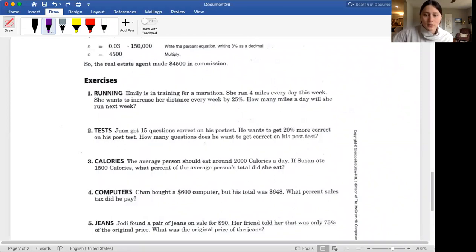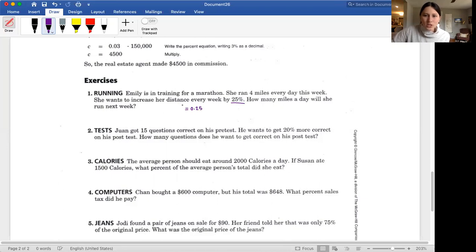Emily is training for a marathon. She ran 4 miles every day this week. She wants to increase her distance every week by 25%. How many miles a day will she run next week? Okay, so we've got to decide, what does 4 represent and what does 25% represent? 25% represents that's where our decimal would go, right? We could just turn that into 0.25. So that one's pretty easy.